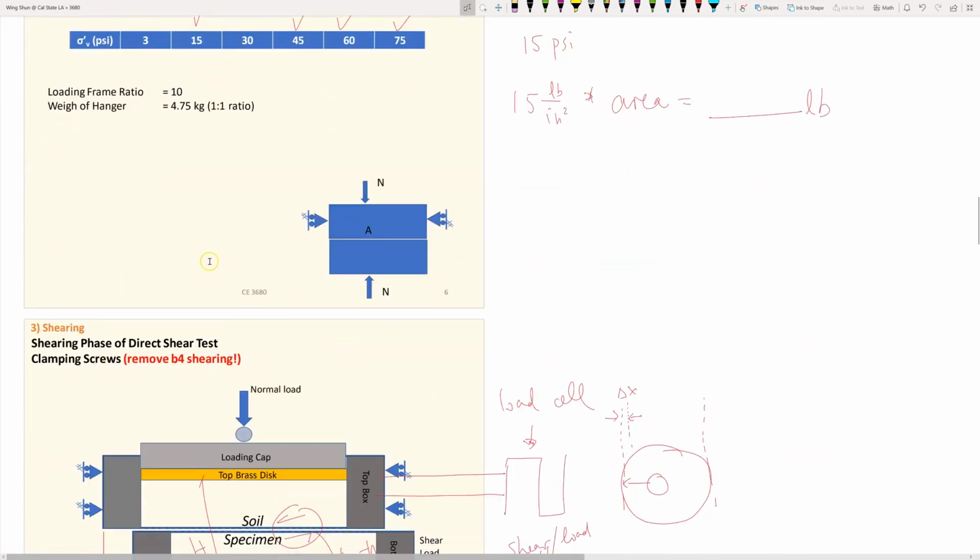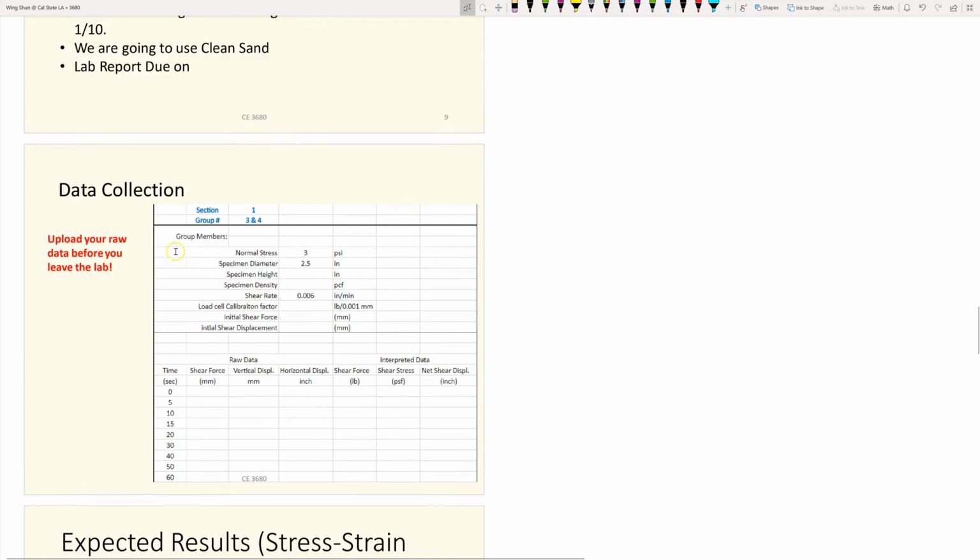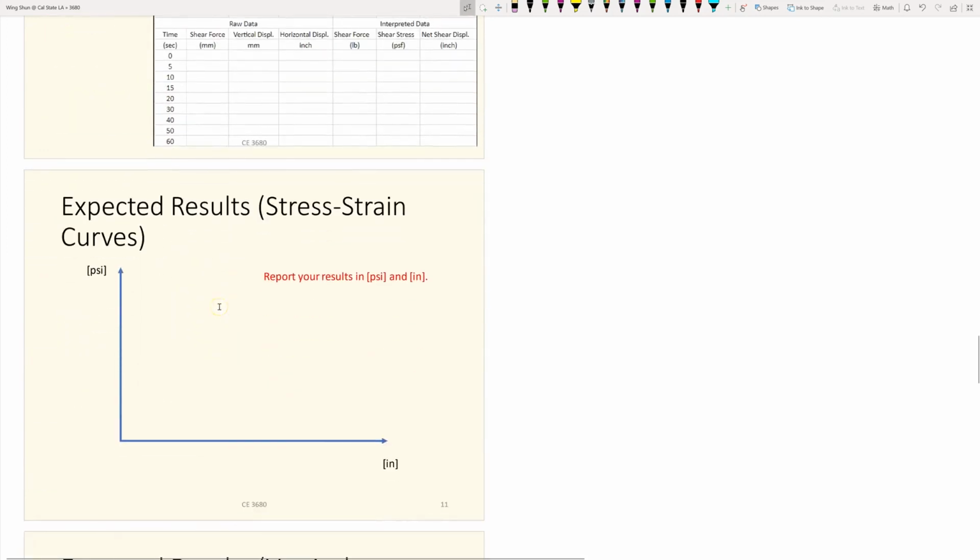This is required later. So we talked about all the data collection and also the interpretations. Next, you need to plot your curves. You will have 4 curves for your lab report. So you will have the 15 psi, the 60 psi. You need to use different colors, and let me try to do this. You will use different colors to distinguish between each test. So in Excel, you will do this.